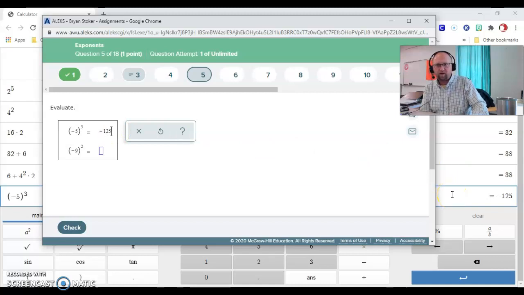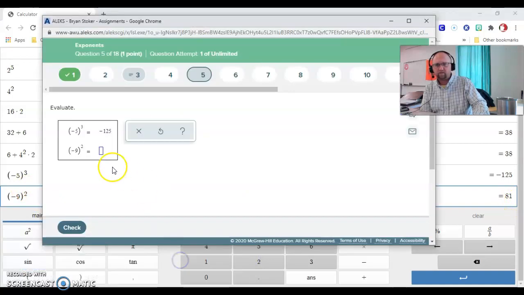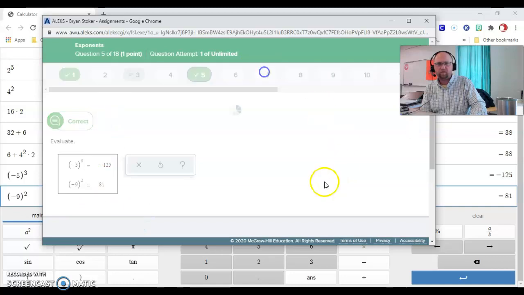And then for here, negative 9, you're going to want to do parentheses, and then negative 9, and square it up, and you get 81. So I would enter that on here. And remember, we've talked about negative numbers and odd exponents and negative numbers and even exponents. So you know what to do there. And did Mr. Stoker get it right? He did. Number 7.